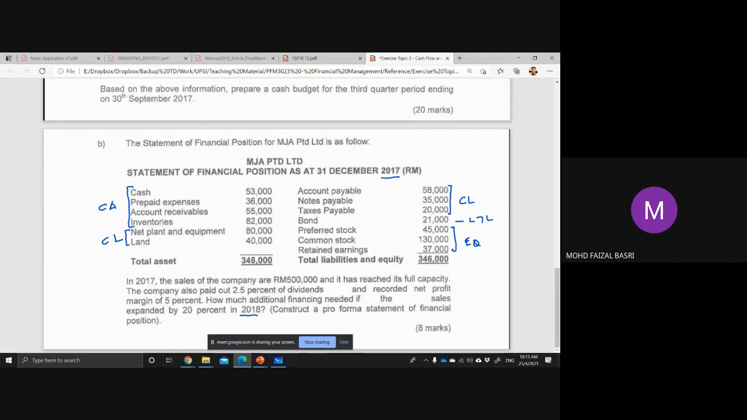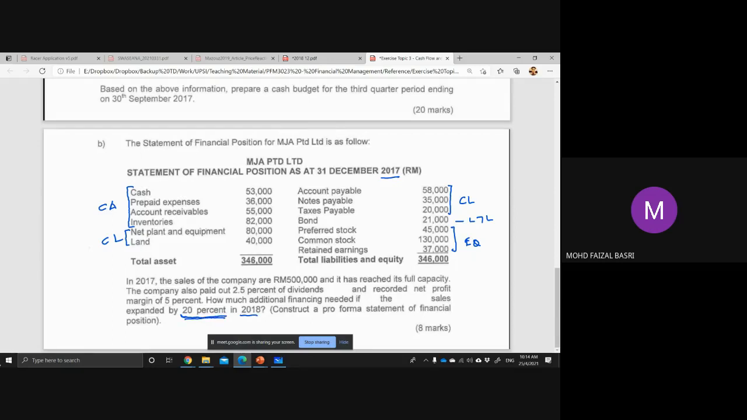Okay, so remember the method that we're going to use is the percent of sales method. So first thing that we need to identify is how many percent the company wants to increase their sales next year. Okay, so there are two ways how we can find this. Number one, the question might give you directly. For example, like this question, dia kata, the sales expanded by 20%.